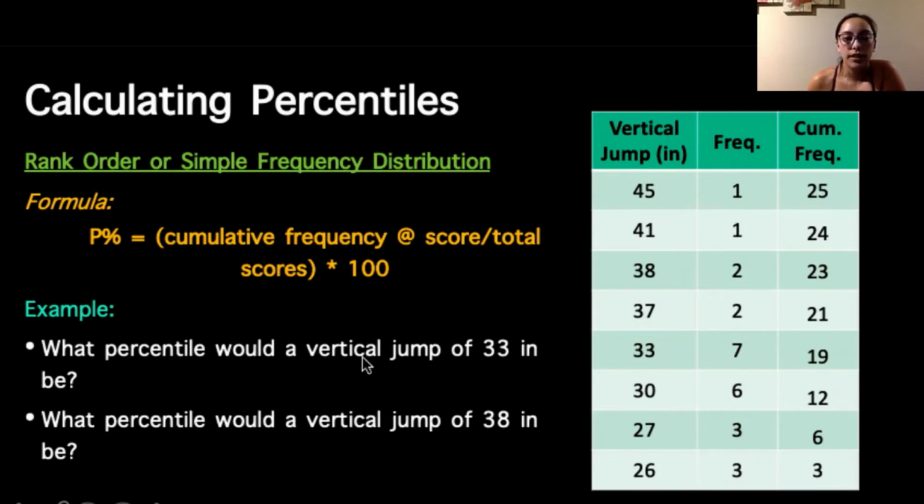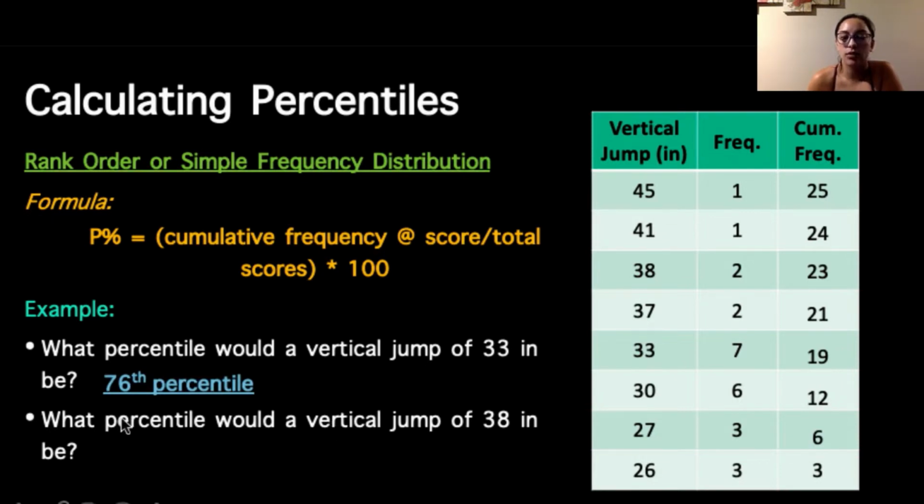So if we were interested in the percentile for a person with a vertical jump of 33 inches, we could consult our frequency distribution and look at the value 33. We can see the cumulative frequency associated with 33 is 19. And then based on our formula, we take that cumulative frequency, so 19, divide it by our sample size, 25, multiply by 100, and we should get about 76%.